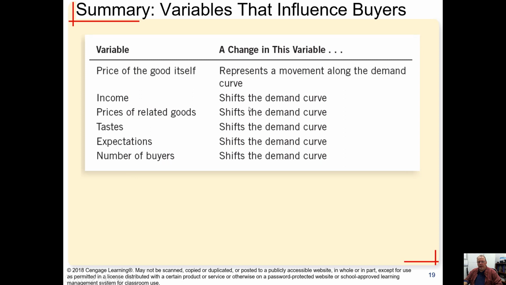Here's a slide that I think you need to print out. It talks about what the shifters are, the determinants. All of them state they shift the demand curve. If the price of the good itself moves, let's say the graph is for peanut butter or Jif peanut butter, if I lower the price of Jif peanut butter, it is not a movement of the demand curve. It's movement along the demand curve. And we'll see that a little bit later. All of these others are movement of the curve. The price change itself is movement along the curve.